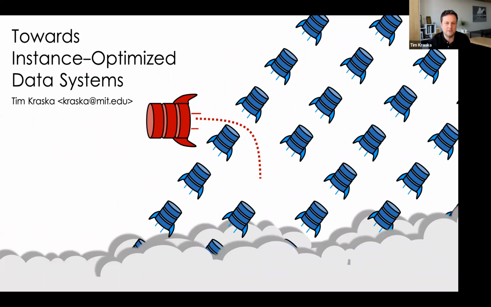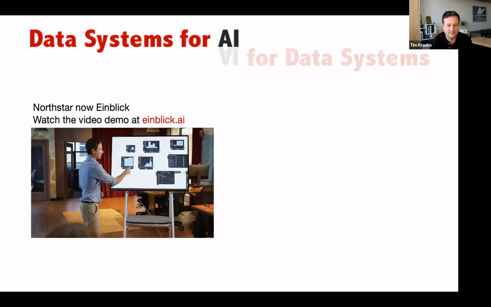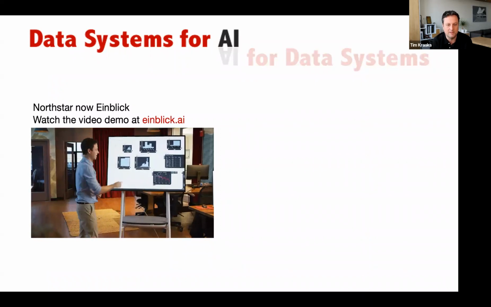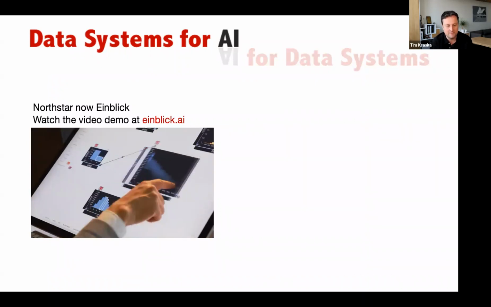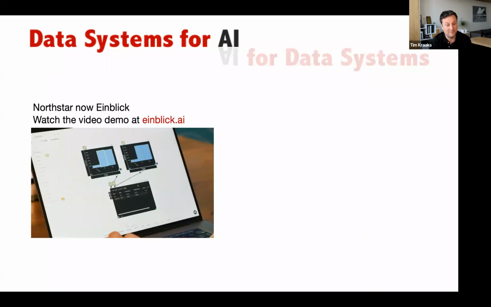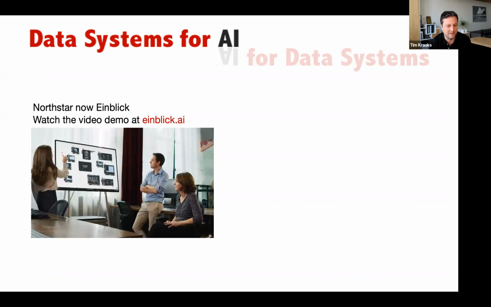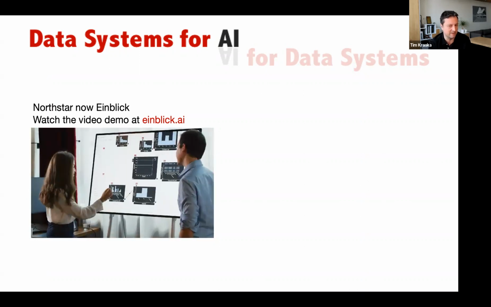So my research normally is focused either on building systems to make machine learning easier to use, or nowadays I'm mainly focused on machine learning for systems. For the first category, data systems for AI, we built this project called Northstar, which actually is now a company called Einblick. Unfortunately, I don't have any time to talk about that, but if you are interested, you should definitely go to our webpage and check out the video.